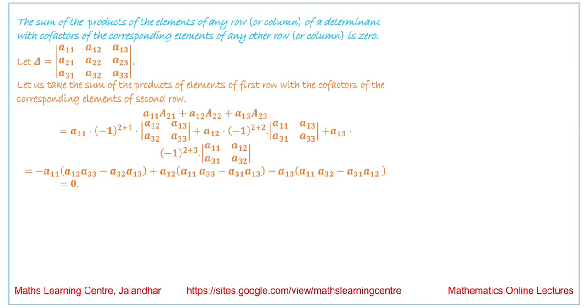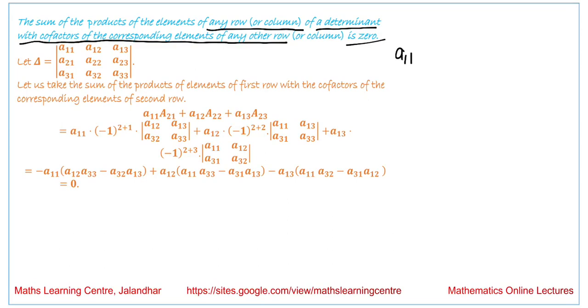Next we have, the sum of the product of the elements of any row or column of a determinant with cofactors of the corresponding elements of another row is 0. So when we were talking about the definition of the determinant, suppose I am talking about this first row, a11, I am multiplying it with the cofactor of the first element. This over here, this capital A12, represents the cofactor. You can write it as A12 or you can write it as C11.